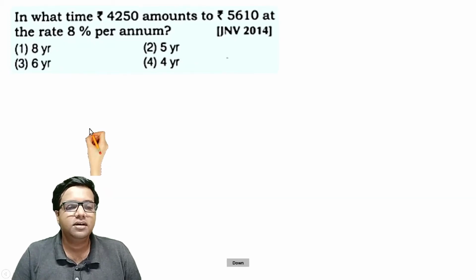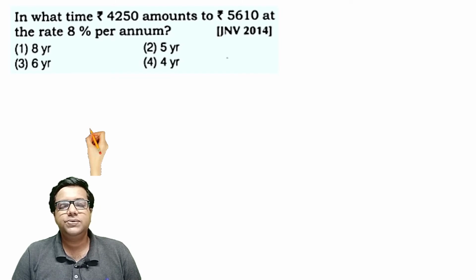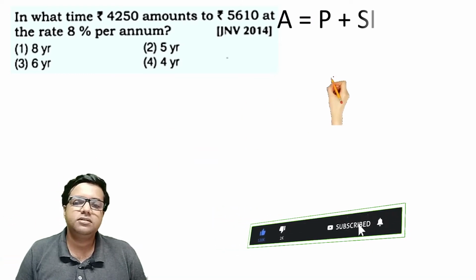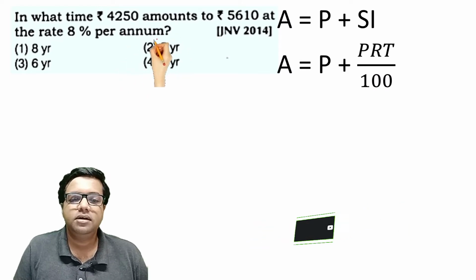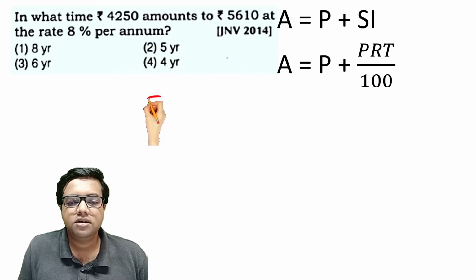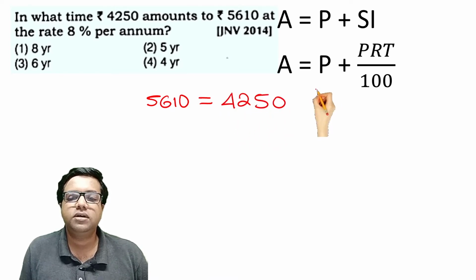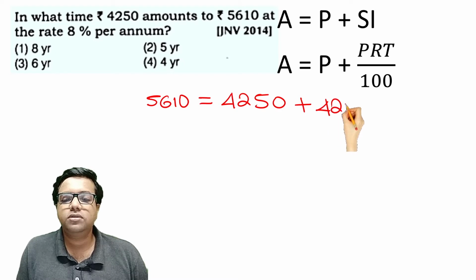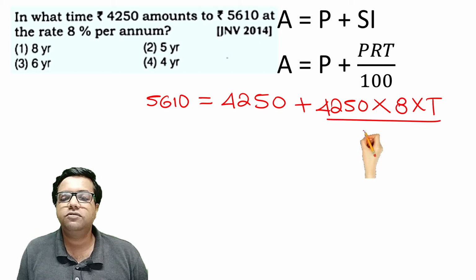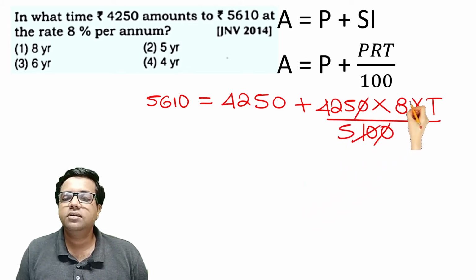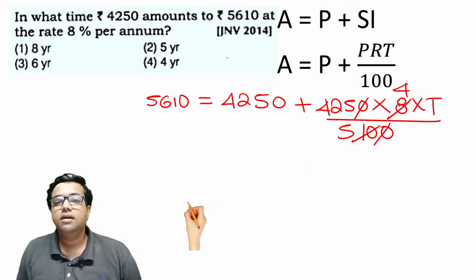Okay, let's move ahead. In what time does 4,250 amount to 5,610 at the rate of 8% per annum? Very simple, same formula. We just have to fill in the details given to us. Amount is 5,610, which will be equal to the principal amount, 4,250, plus principal 4,250 into rate of interest 8 into time, which we don't know, divided by 100. 10 goes away: 2 5s are 10, 2 4s are 8.